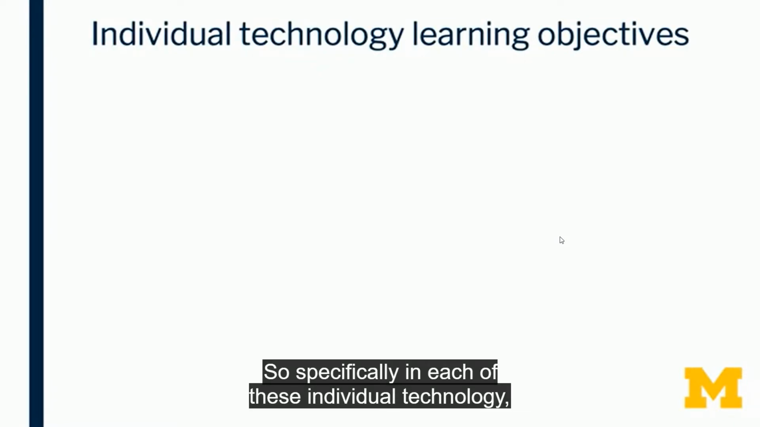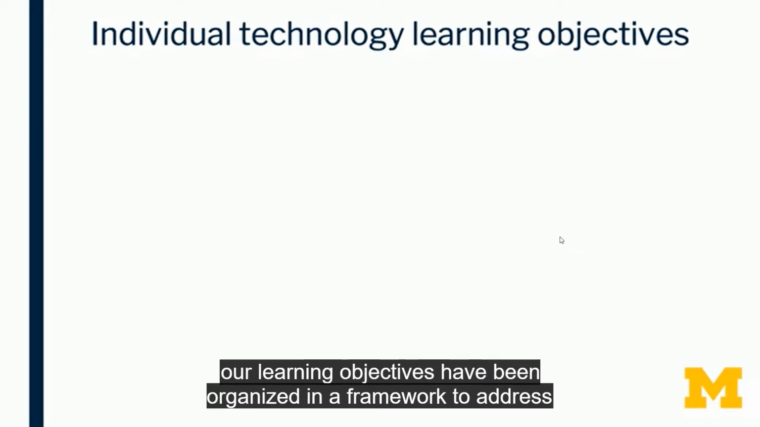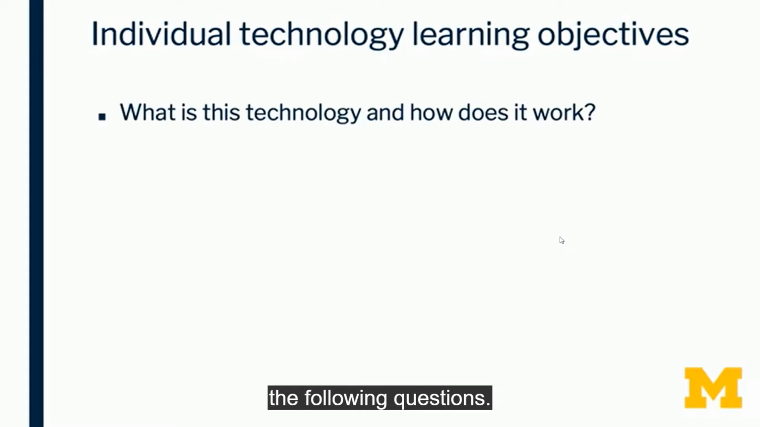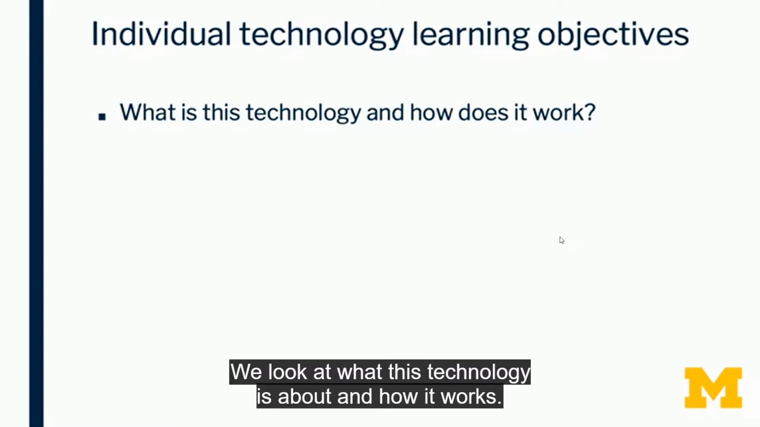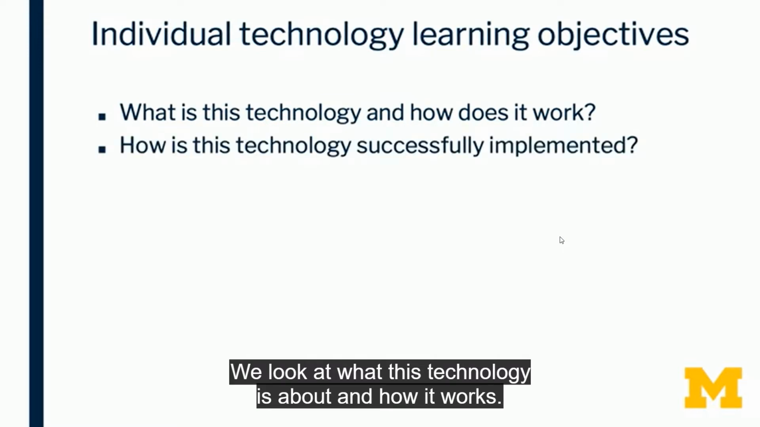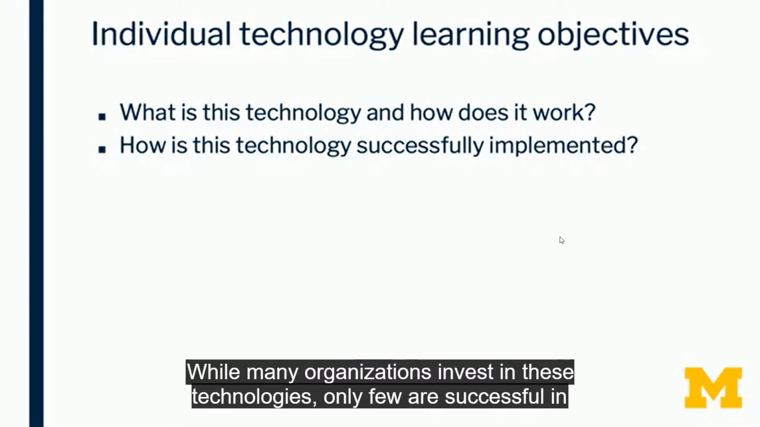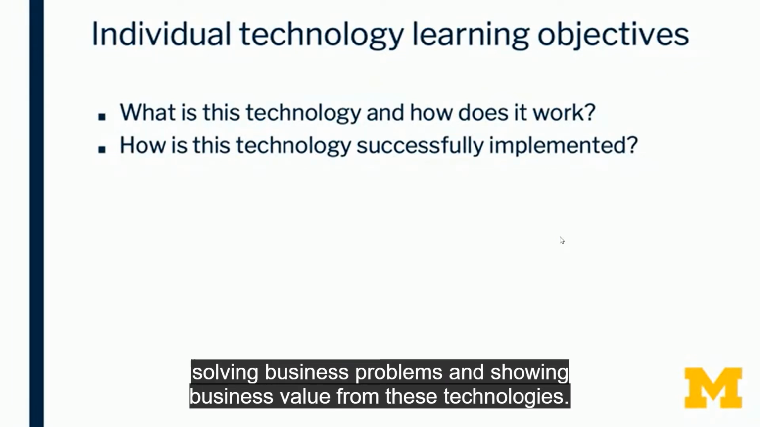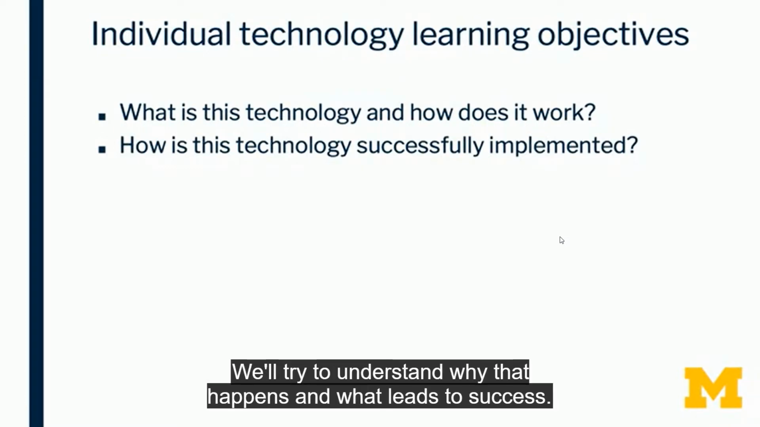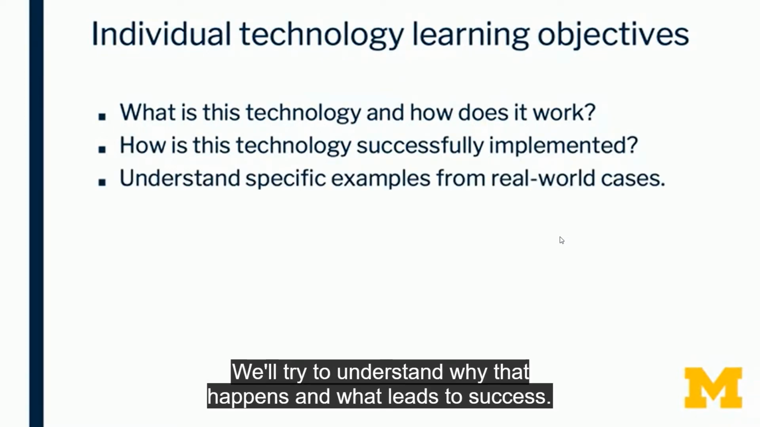So specifically, in each of these individual technologies, our learning objectives have been organized in a framework to address the following questions. We look at what this technology is about and how it works. We look at the successful implementation of these technologies. While many organizations invest in these technologies, only few are successful in solving business problems and showing business value from these technologies. We'll try to understand why that happens and what leads to success.